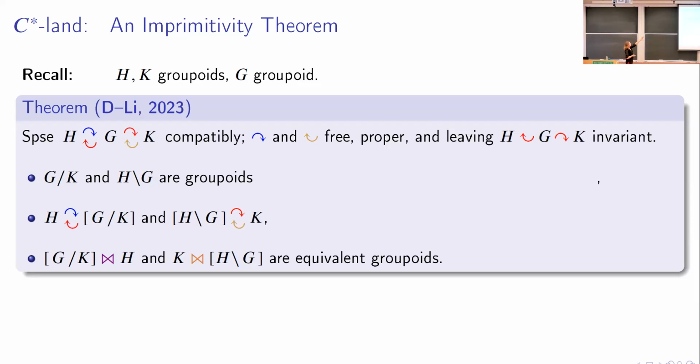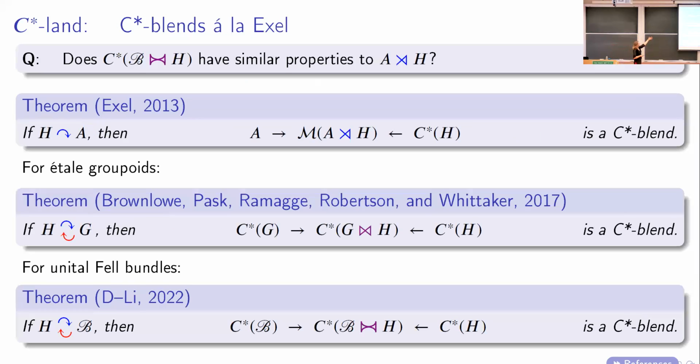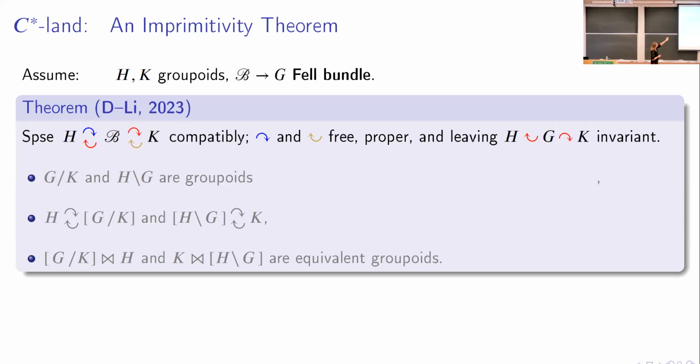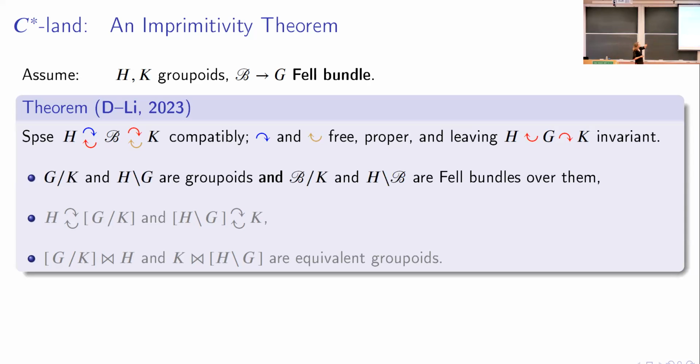And now we're going to bootstrap from here and go to Fell bundles. Oh, that was the wrong direction. There we go. So this time I start with two groupoids H and K and a Fell bundle over G. This time my input is that I actually have compatible actions on this Fell bundle. And otherwise I just keep assuming that my actions are free, proper, and leaving the backwards action invariant, exactly the same condition as before. And now not only do I have that the two quotients are groupoids, but actually I can also construct quotient Fell bundles over these groupoids. So I can really make sense of quotienting out by one of these actions and getting another Fell bundle over this quotient groupoid.